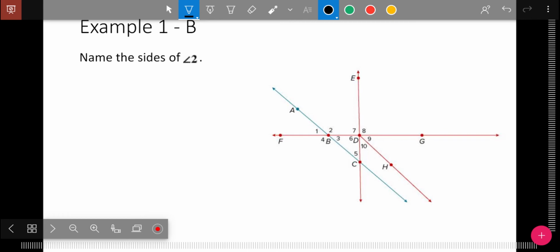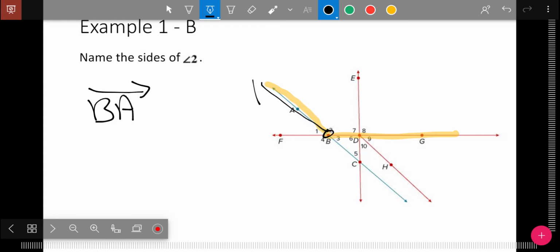Name the sides of angle 2. Well, first off, where is angle 2? Angle 2 is right here, and so what are the sides of it? Angle 2 is formed like this, right? And so ray BA is this ray that's starting right here and going this way. And then we want to start right there and go this way. And so I could call that one ray BD or BG. Wouldn't matter which way you write it. Those are the sides of angle 2.